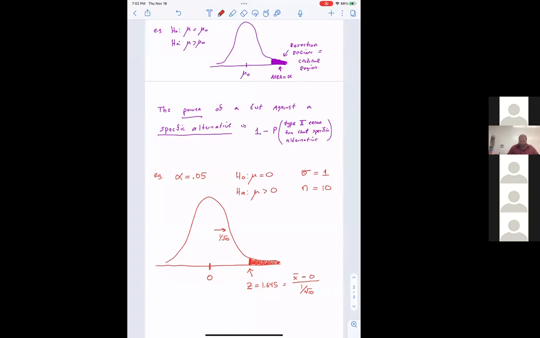What is my X bar equal to? What is my sample cutoff? Solve that for X bar. What sample size will make me reject my null hypothesis? Anyone?